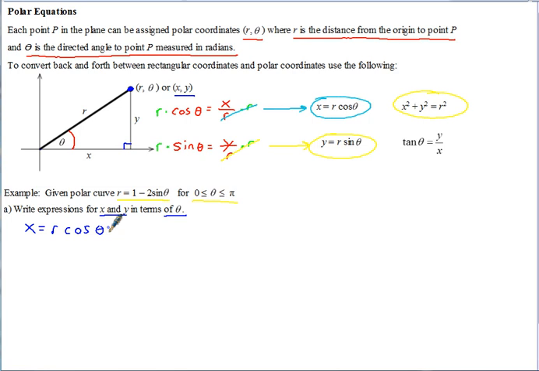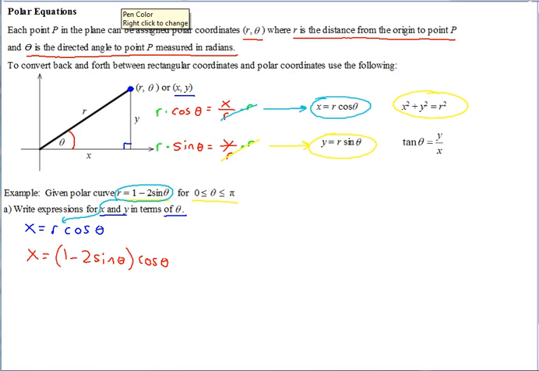We want it just in terms of theta, which means we don't want the r in there. The way we get the r out of there is by substitution. We know the radius, r, is 1 minus 2 times the sine of theta, so we can substitute that in directly. So that would be 1 minus 2 sine of theta, times the cosine of theta. Now this is actually in terms of theta, because there's no more r in there. Theta is the only variable in the equation for x. So if we know what theta was, we can figure out what the x coordinate is.